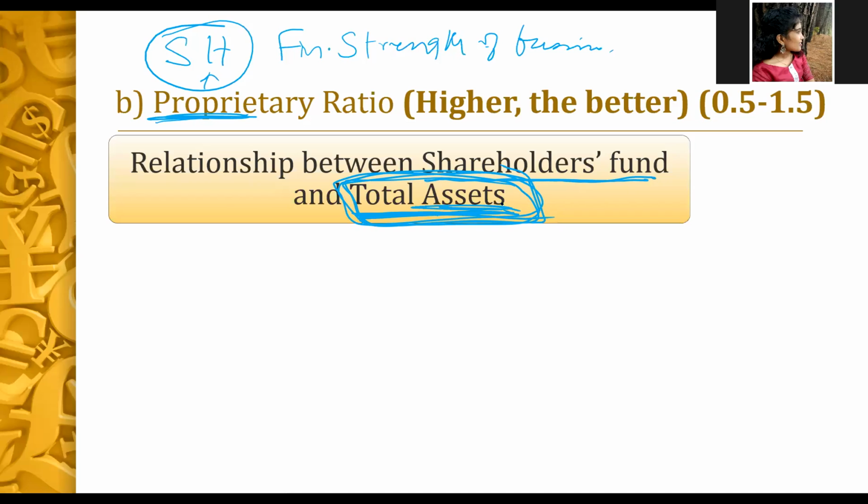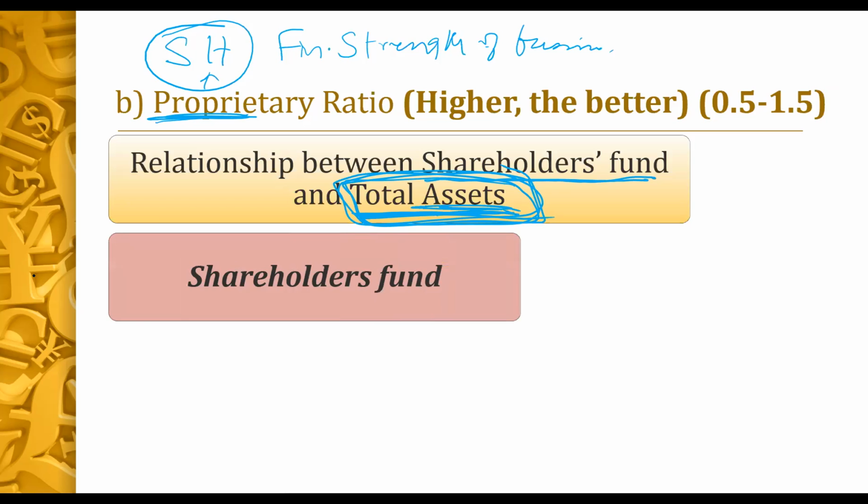What we are doing is actually expanding. So if this ratio increases, does financial strength increase or decrease? You are expanding, your assets are increasing, your shareholding is also increasing. Does that increase or decrease our financial strength? That is why we are saying higher proprietary ratio, better financial strength of the business.